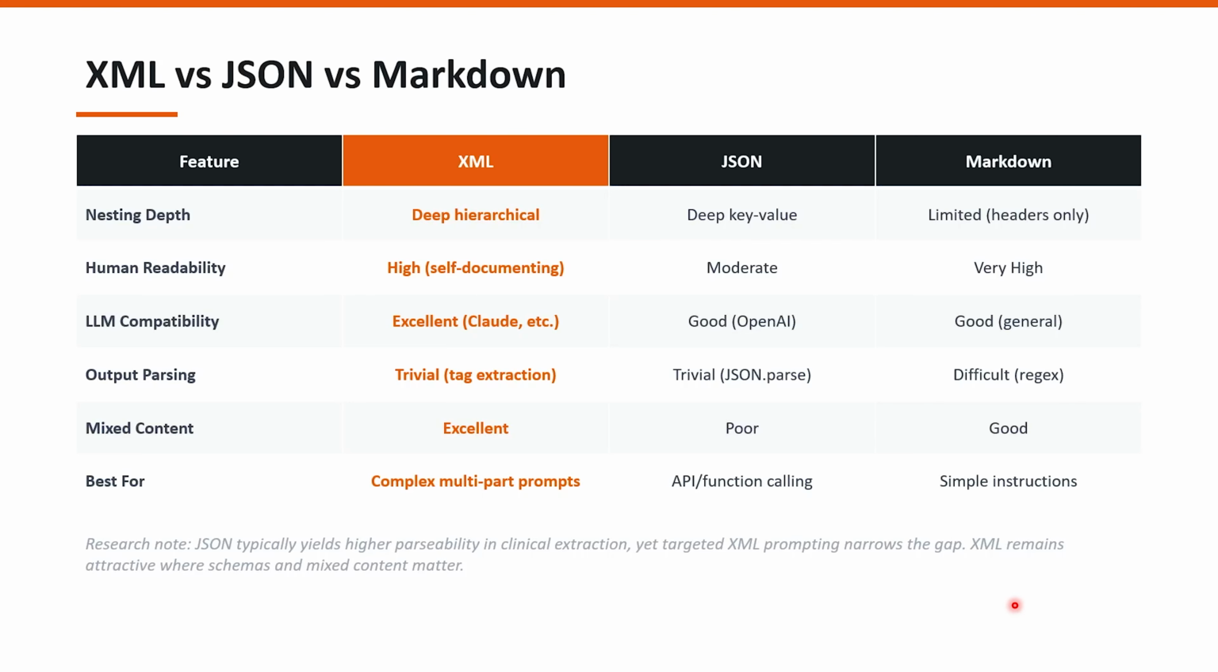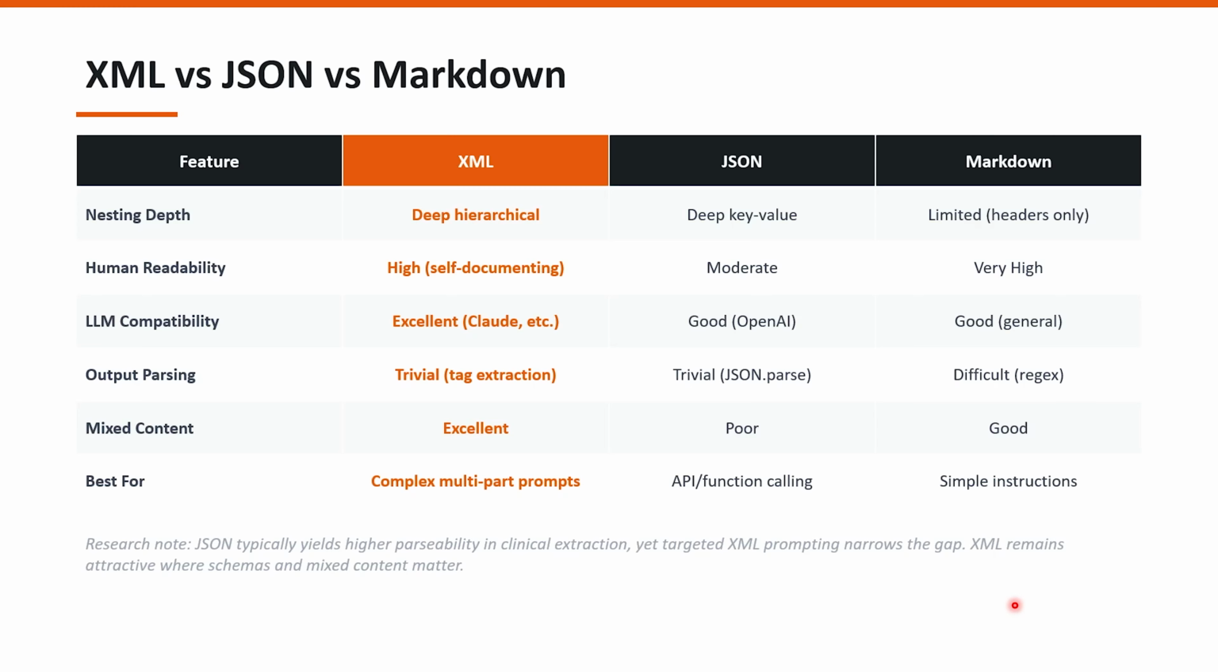Let us do a quick comparison of XML with JSON and Markdown. For nesting depth, XML is excellent for deep hierarchical structures. JSON is also good with nested objects. Markdown is limited. You only have headers and lists. For human readability, XML is quite readable because the tag names themselves explain the content. JSON is moderate. All those curly braces and quotes can get messy. Markdown is the easiest to read.